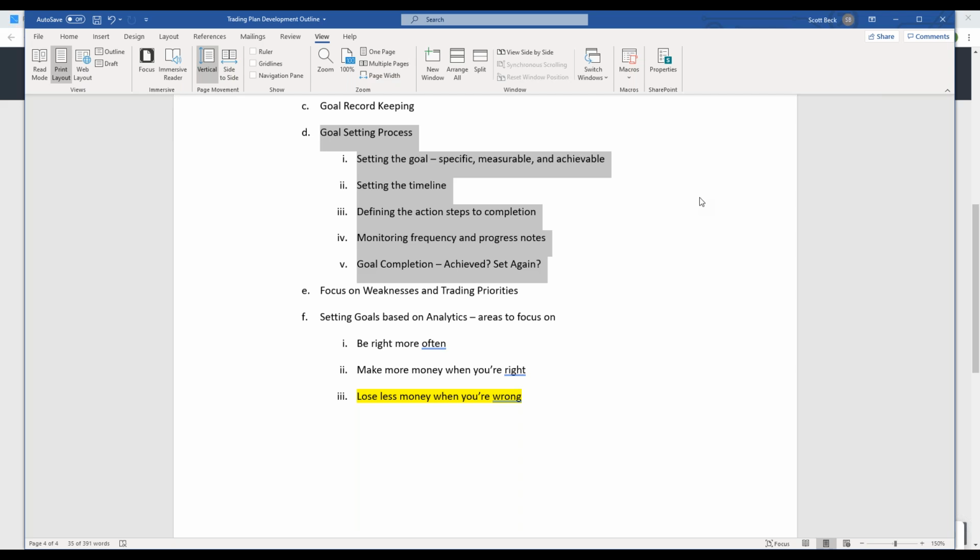And then number 3, lose less money when you're wrong. You'll notice it's highlighted because in order of our ability to impact these variables, it's the reverse. We can't just decide to be right more often, without making a substantial change to the potential reward to risk ratio.